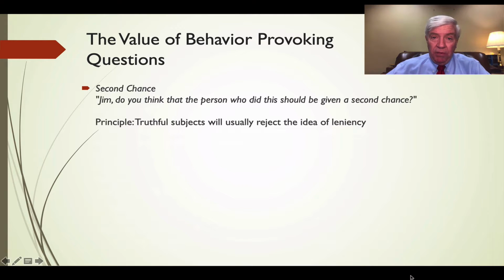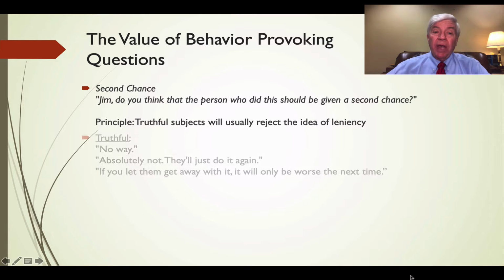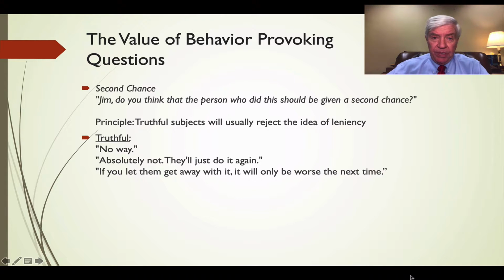The third behavior-provoking question we're going to look at is the second chance question. Jim, do you think the person who did this should be given a second chance? The principle is that most truthful people usually reject the idea of leniency. They don't want to see somebody who's done something significantly wrong walk away without any real consequence. So they're more apt to say, no way, absolutely not, they'll just do it again. Look, if you let them get away with it once, it's going to be worse the next time.